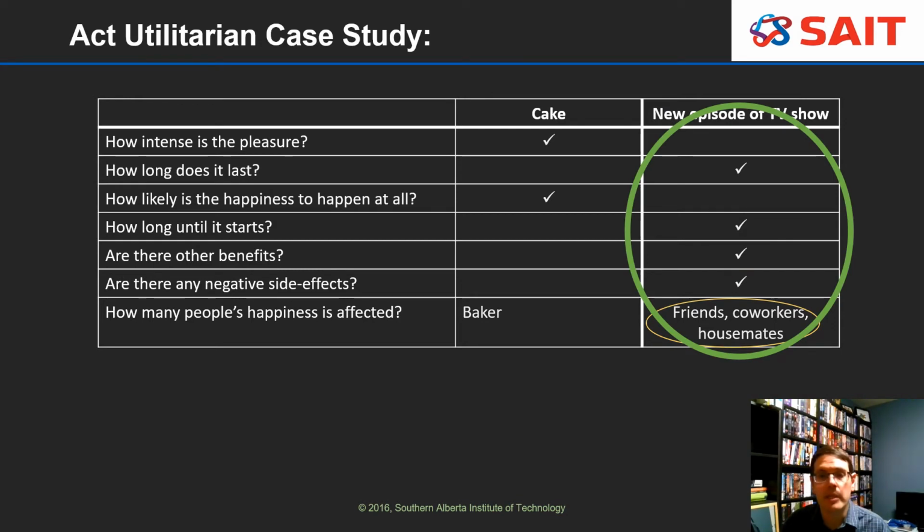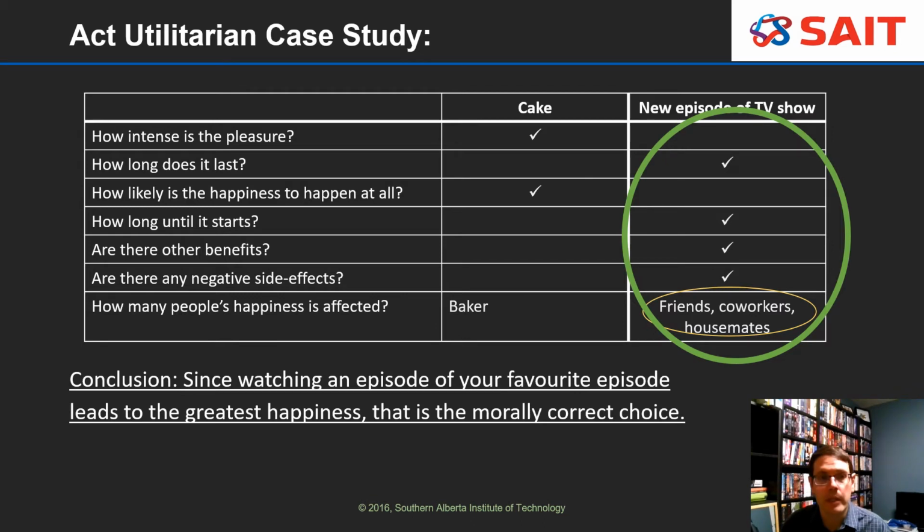So, in summary, since you get more happiness and more people gain utility from you watching a new episode of your TV show, then, according to an act utilitarian case study, the choice that'll bring the most utility is watching the TV show, so that is the morally correct choice.